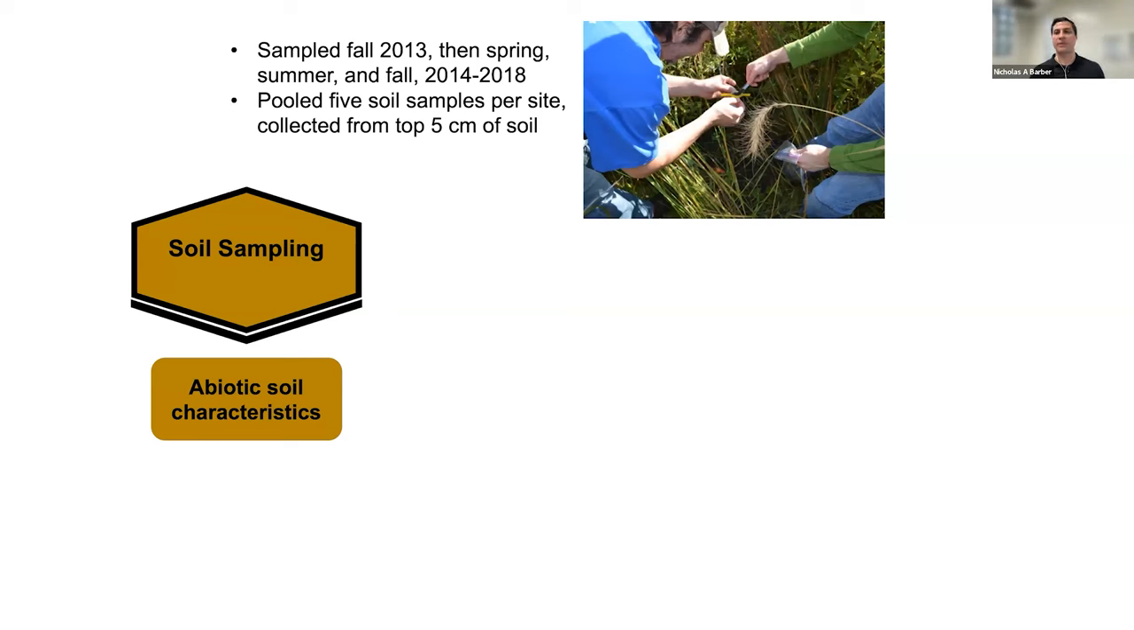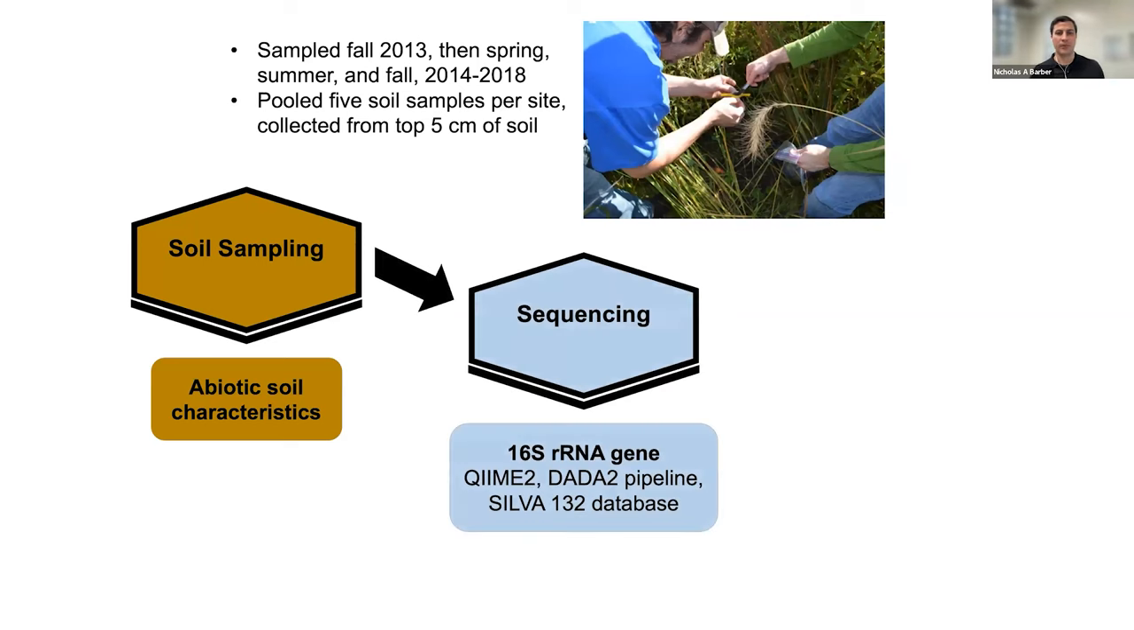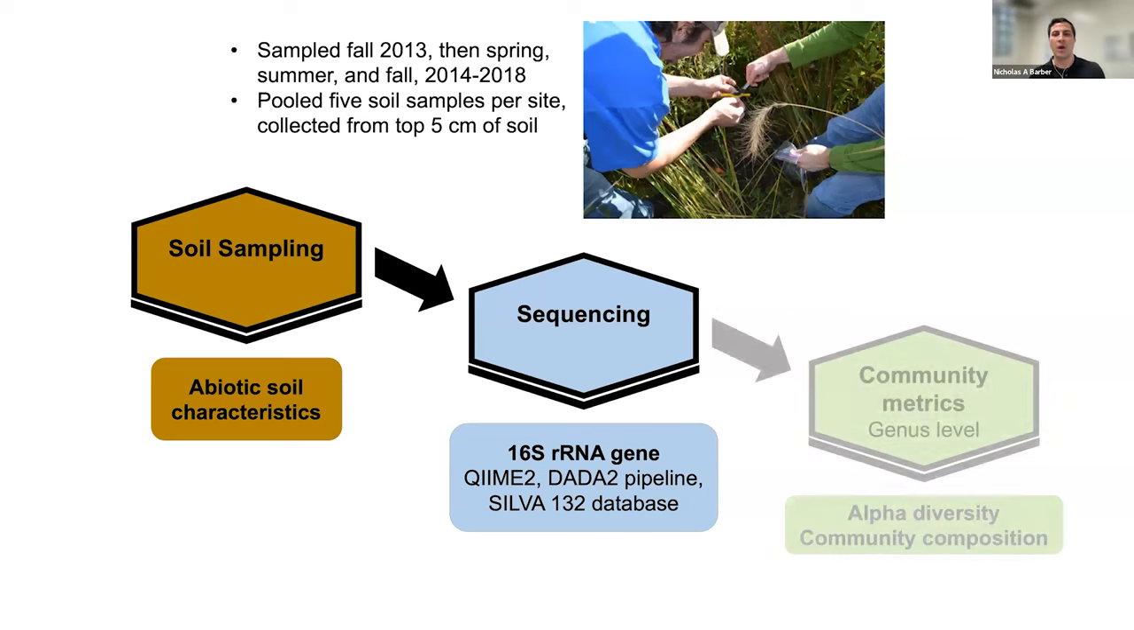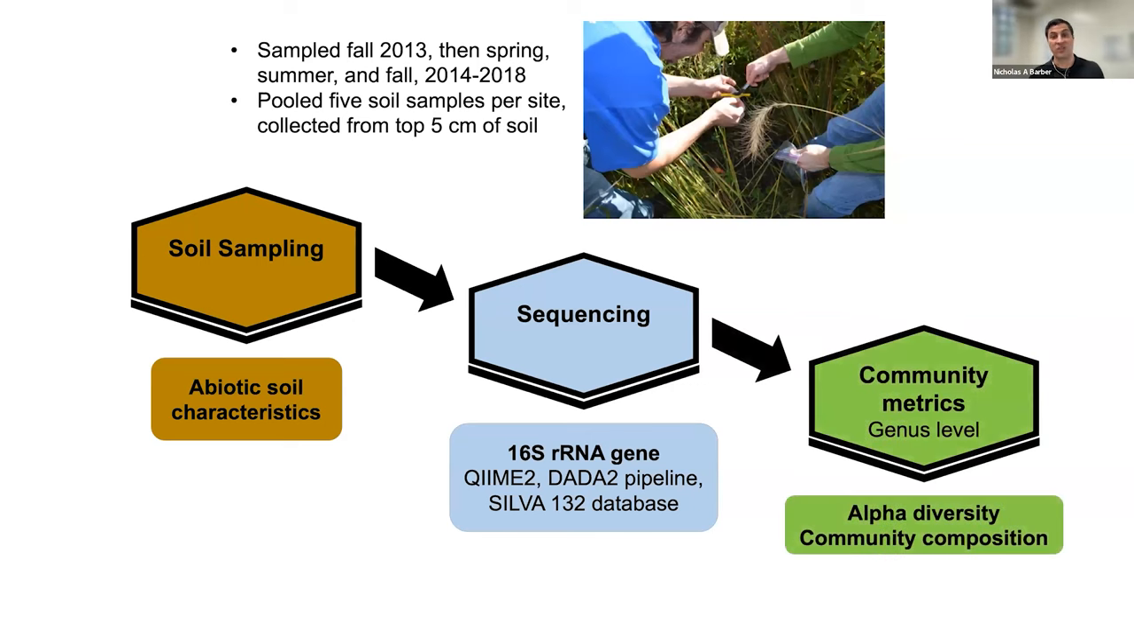From these soil samples, we measured basic abiotic variables, and then we targeted 16S ribosomal RNA genes using QIIME2 and DADA2 pipelines to process the sequences and assign taxonomy. In this study, we collapsed taxa at a genus level to calculate community metrics for each sample. I'll show results today for alpha diversity and for community composition based on beta diversity.